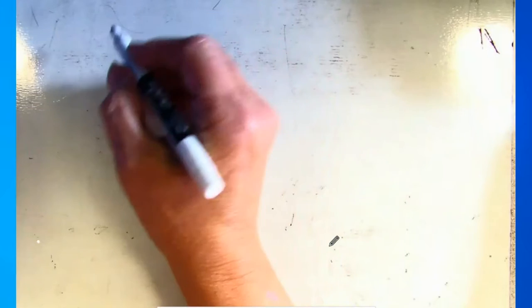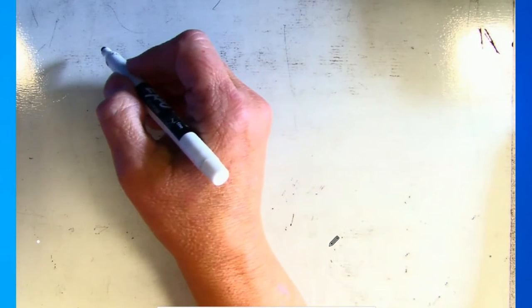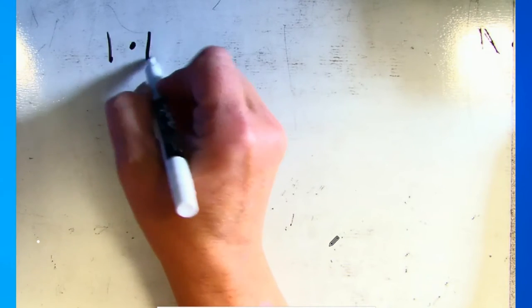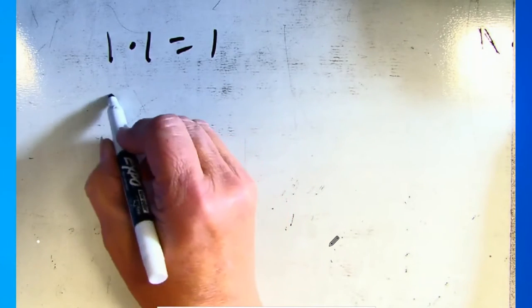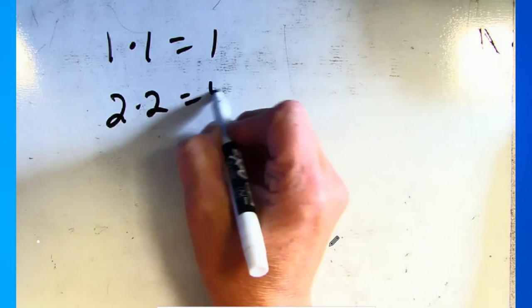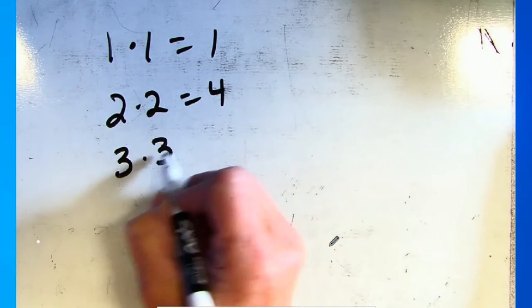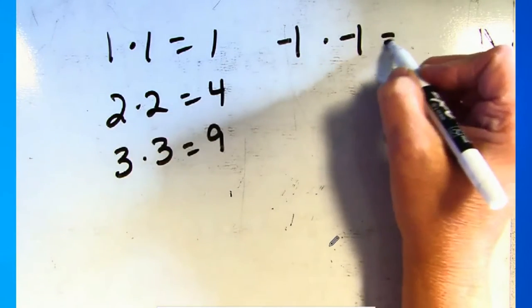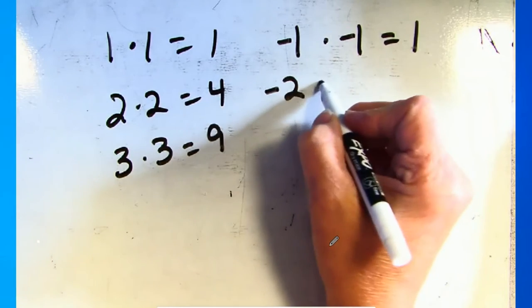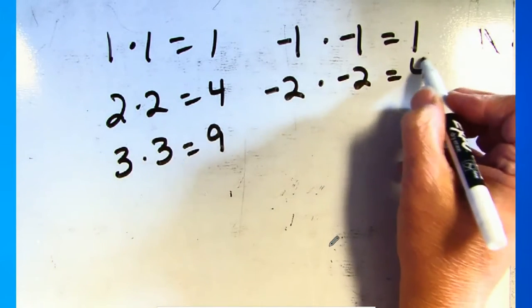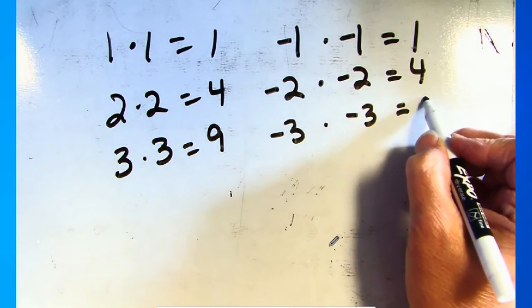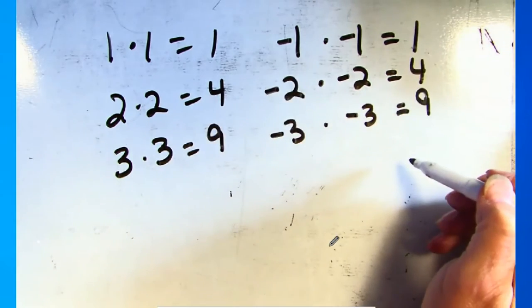Also, we should note square roots can only be taken of positive numbers. Why is that? 1 times 1 equals 1. 2 times 2 equals 4. 3 times 3 equals 9. Negative 1 times negative 1 equals 1. Negative 2 times negative 2 equals 4. Negative 3 times negative 3 equals 9. Notice that your answers are positive.